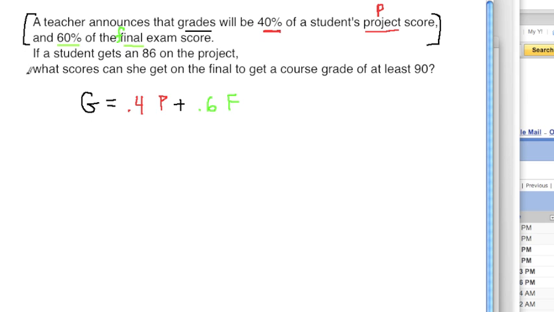Now we say if a student gets an 86 on the project, so now we have our project score, 86. What scores can she get on the final to get a course grade of at least 90? So we want our grade, however we compute it, to be greater than or equal to 90. Let's just stay with 90, because we're staying with 86 right here. We're not using a percentage, so let's keep it like that, and you'll see why.